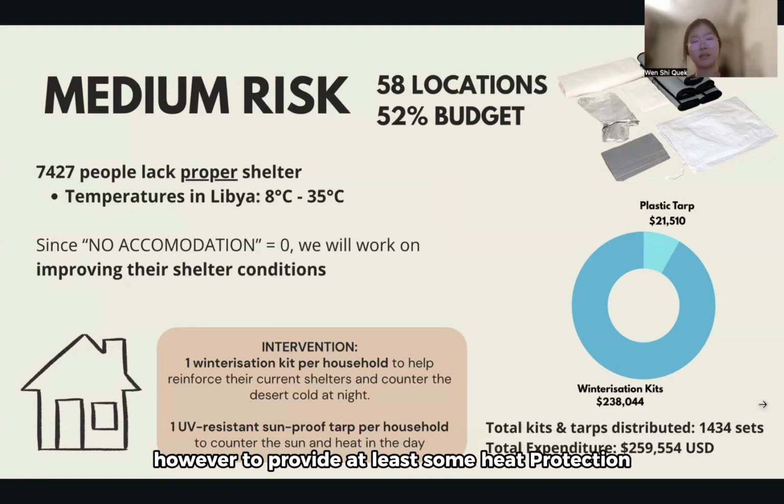However, to provide at least some heat protection, each household will also receive one tarp, which can be used to create shaded areas or cover roofs and walls to reduce direct solar exposure. From Libya's national statistics, the average household size is 5.7 people. Across the 58 risk sites, there are 7,427 individuals, translating to about 1,303 households.